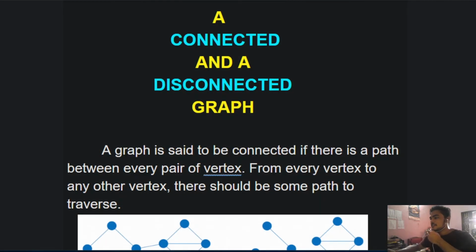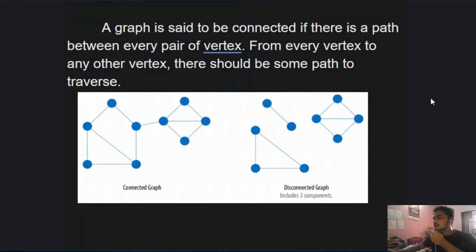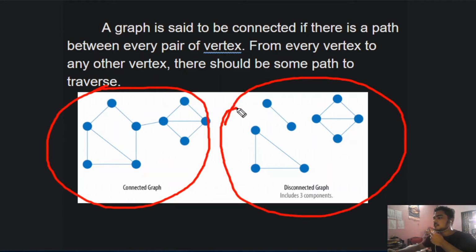Okay guys, so now let's see what a connected graph is and what is a disconnected graph, right? So if you see the definition, a graph is said to be connected if there is a path between every pair of vertices. From every vertex to any other vertex there should be some path to traverse. So if you see these two graphs below, this is one graph and this is another graph. Okay, so this is a connected graph and this is a disconnected graph.